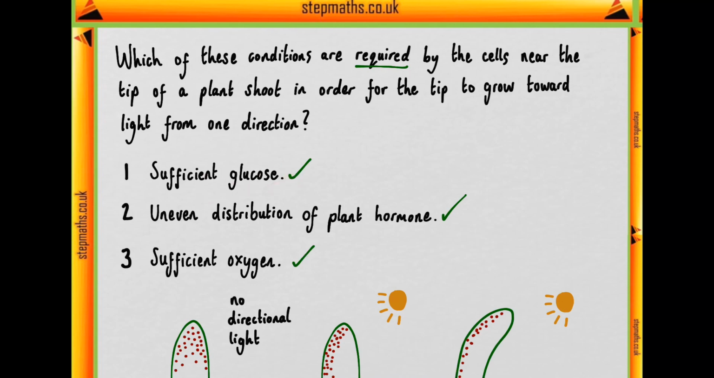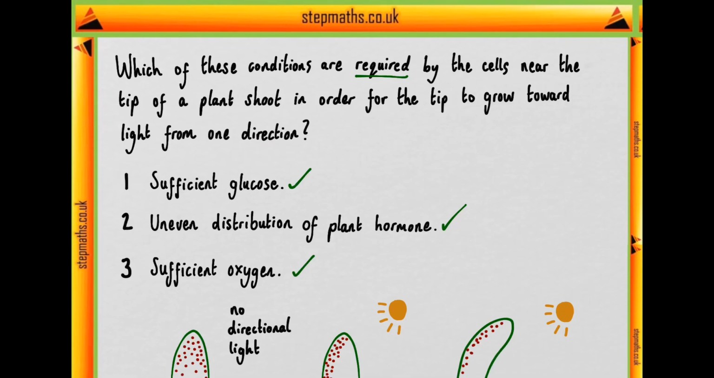In the absence of glucose and in the absence of oxygen, there'll be no growth at all, let alone any growth in a phototropic direction. So we can say our answer is that all three statements are conditions required by the cells for phototropism, and our answer is option H.